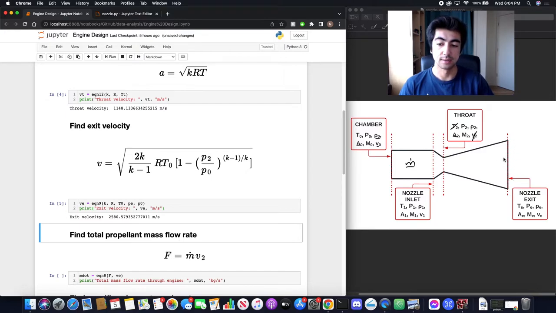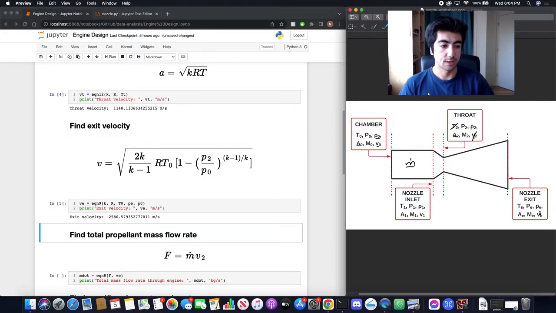Remember, we need the highest velocity possible. More velocity is more thrust. And so it makes sense that we get such a high velocity at the exit. So now we know the nozzle exit velocity. So we're one step closer to finding that area using the mass flow rate and the density.